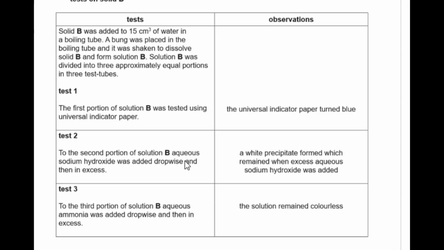The first portion of solution B was tested using universal indicator. The universal indicator paper turned blue. We know that bases and alkalis can turn it blue. So basically, the observation is about having an alkali here.